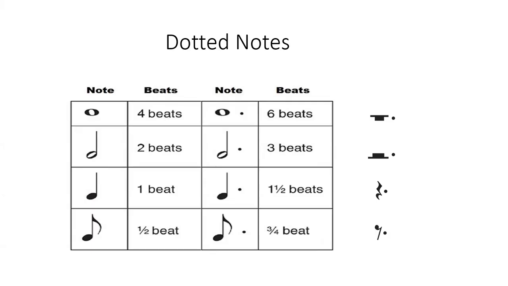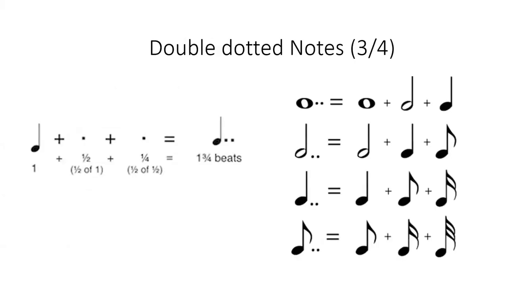We also get double dotted notes, where you add half the value of the note, and then you add half of the half onto the value of the note. So a 1-beat note plus a half, and then the second dot is half of the dot again. A double dotted 4-beat note would be 4 plus 2, and then the second dot adds half of whatever the first dot was. Okay.